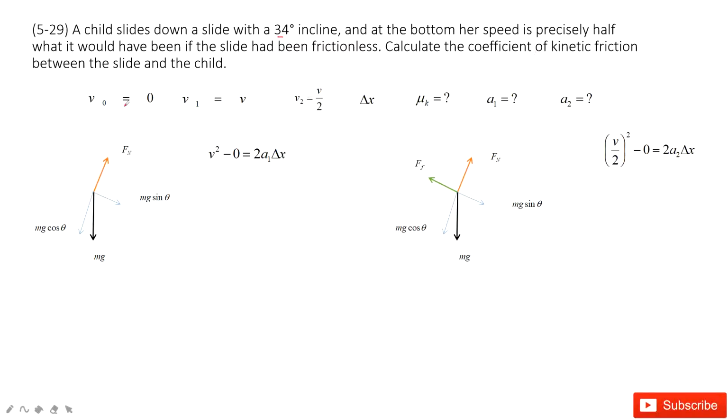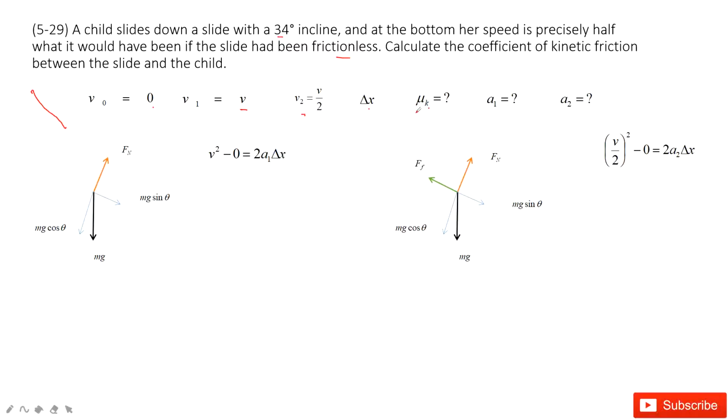So in this one, we can see on the slope the initial velocity is 0, and in the first situation, this is frictionless. We can see the velocity is v. In the second case, the velocity is half of v, v2, with the friction. And the total displacement is the same, because for the slope, this person just moved from the initial point to the bottom, so the delta x must be the same. Do you agree? And we need to find mu k.